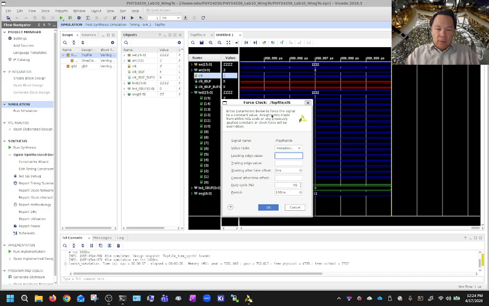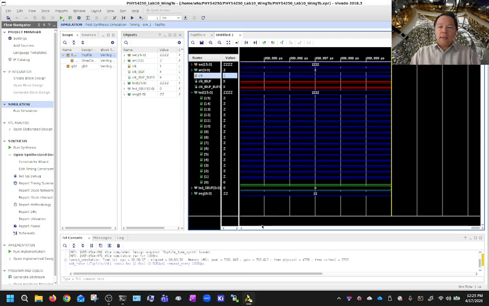What I want is for the edges to be going from 1 to 0, and I want this to be a 100 megahertz clock. So that means the period has to be 10 nanoseconds, not 100 nanoseconds. So I'm going to set that and say okay.